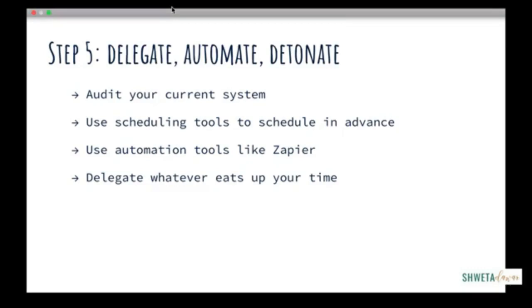The next thing is use automation tools like Zapier. So again, if I'm writing a blog post and I know that my steps are to share this blog post on LinkedIn, Twitter, Facebook, Instagram, all of these places, I can just automate this entire process using Zapier, which is like every time I write a blog post on WordPress, that post will be shared on all of these different platforms. So that kind of reduces a lot of time that you spend on just sharing something you've written, right? And the next thing which I spoke about a little in the workflow is delegate whatever eats up your time.